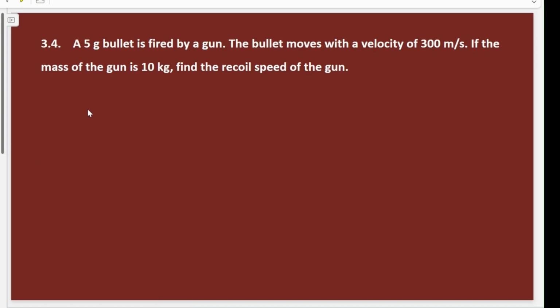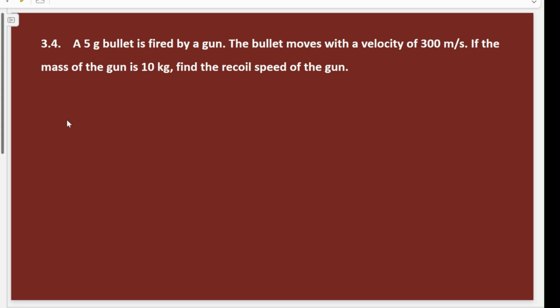Dear students, today we will solve question number 4. This is physics class 9, chapter number 3. The question states that a 5-gram bullet is fired by a gun. The bullet moves with a velocity of 300 meters per second. If the mass of the gun is 10 kg, find the recoil speed of the gun.